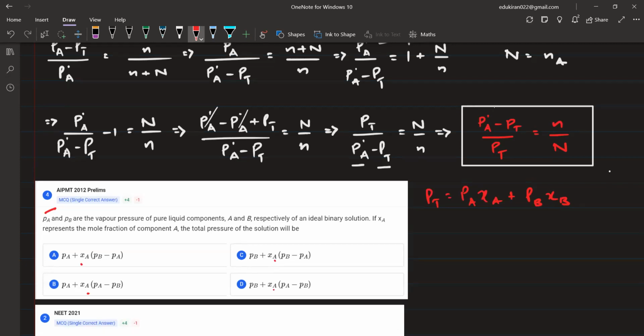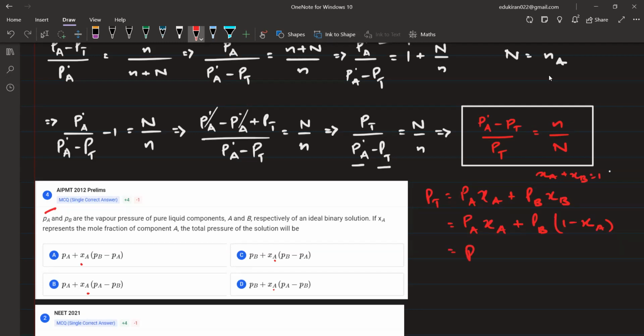Yes, Alan, correct. Now I can write this as PA chi A plus PB into 1 minus chi A. Why? Because chi A plus chi B is equal to 1. Did anyone else get the answer? Yes, Hanifa, correct. Very good. Now you just need to plug in the values. Yes, Farhat, very good, correct.